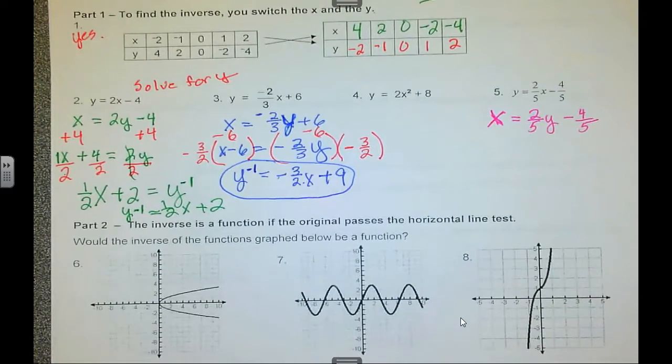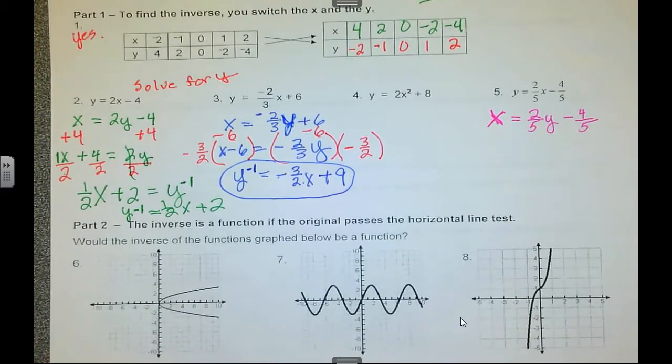Solve for y. I switch the x and the y, because that's how I find the inverse. Remember, the properties of inverses: the domain and range switch. So I'm switching the x and the y.